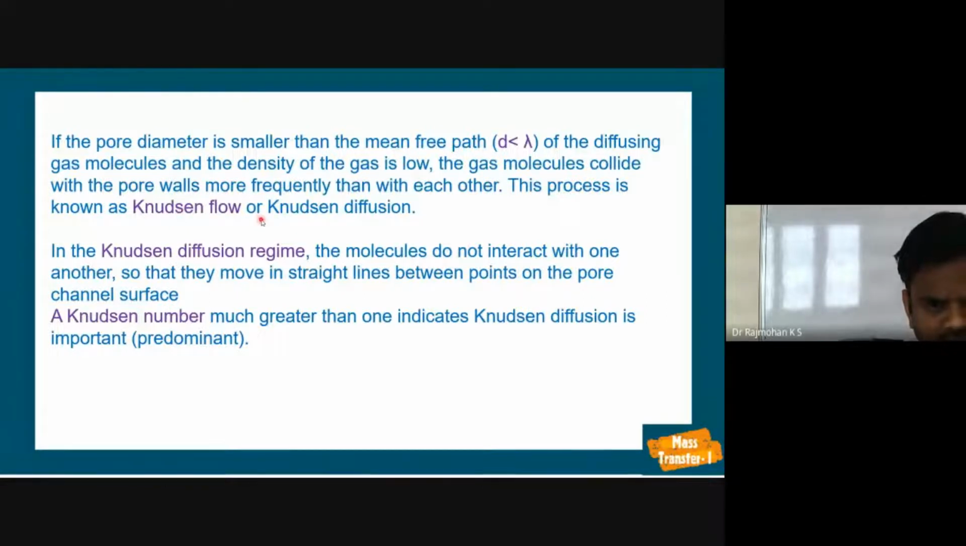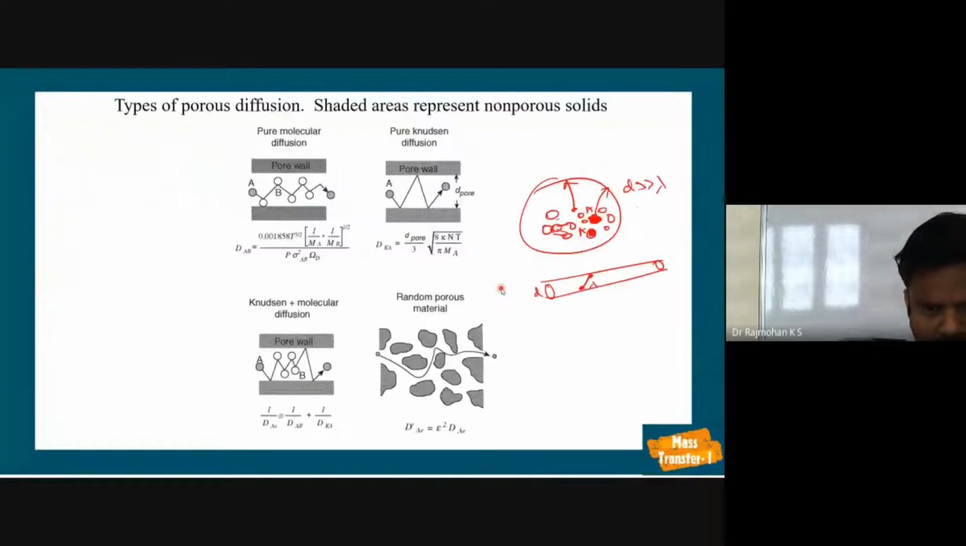In these regions, there is no interaction between the molecules. We can say that each molecule is traveling in a straight line between points on the pore wall, as shown in the diagram here. They don't collide with any other molecule, or even interact with another molecule. It's like a jam-packed single lane: you have only one going, hitting the wall and going out.